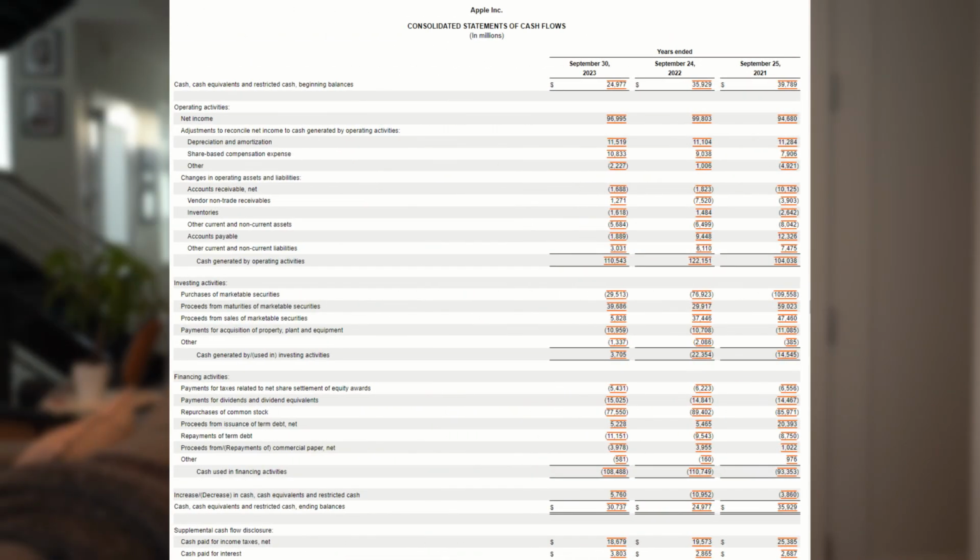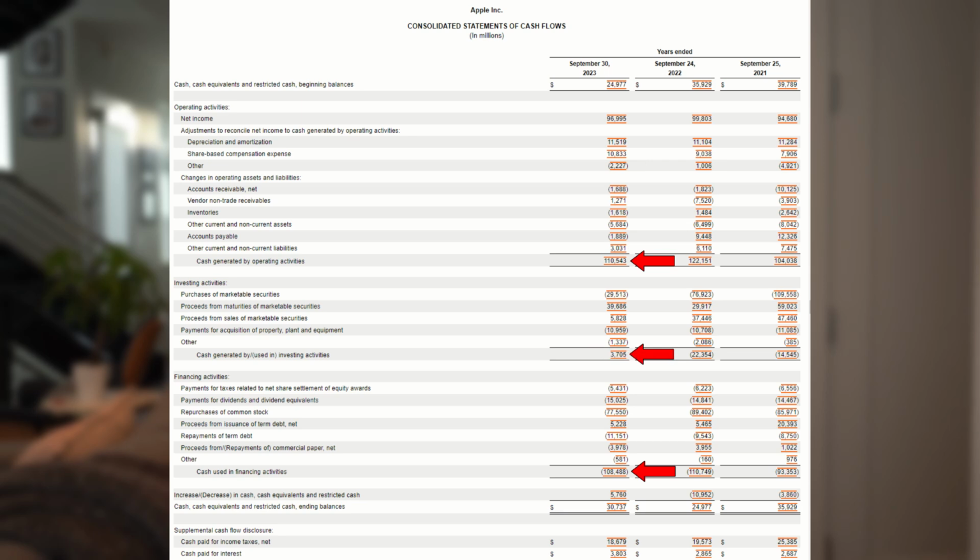For example, with Apple here, we can see that operations are producing a lot of the cash, actually, in the amount of $110 billion. They are taking this cash and using it in financing activities, more specifically to buy back shares and issue dividends. Their CapEx and investments are actually about neutral, so no overall impact to the business from that section.